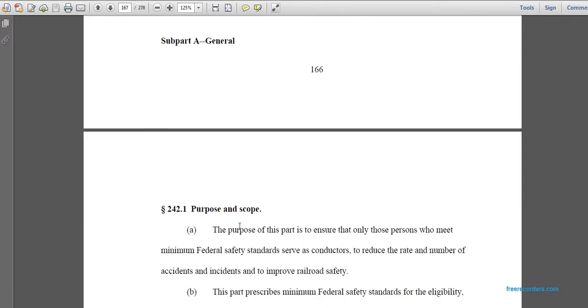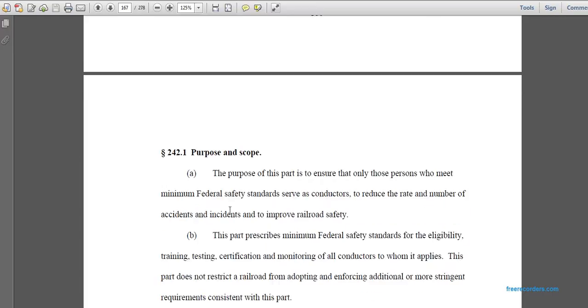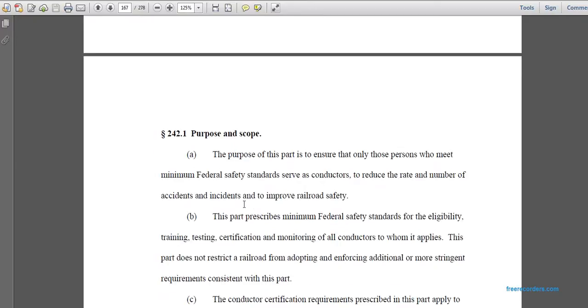Alright, we're going to read Part A, 242.1 Purpose and scope. The purpose of this part is to ensure that only persons who meet minimum Federal safety standards serve as conductors, to reduce the number of accidents and incidents, and to improve railroad safety. This part prescribes minimum Federal safety standards for the eligibility, training, testing, certification, and monitoring of all conductors to whom it applies. This part does not restrict a railroad from adopting and enforcing additional, more stringent requirements consistent with this part.